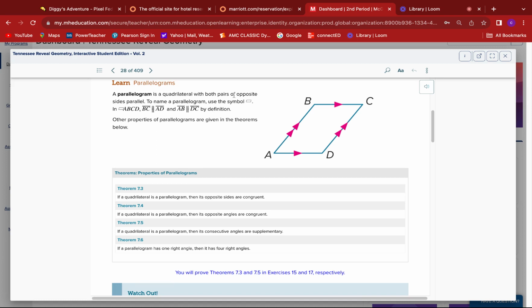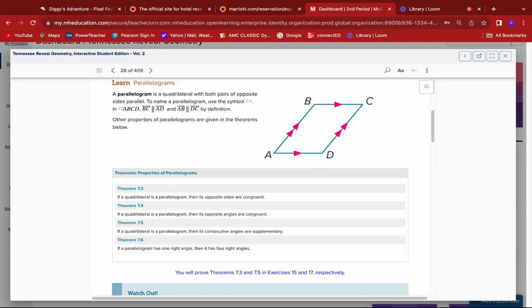All right, so first off, a parallelogram is a quad. That means it has 4 sides, 1, 2, 3, 4, and both pairs of opposite sides are parallel. So your top and your bottom will be parallel. That's your opposite sides, and your left and your right will be parallel. All right, so it's a parallelogram.